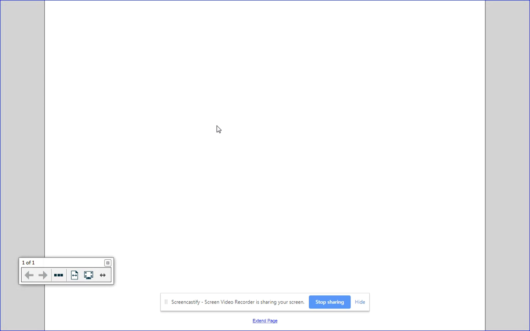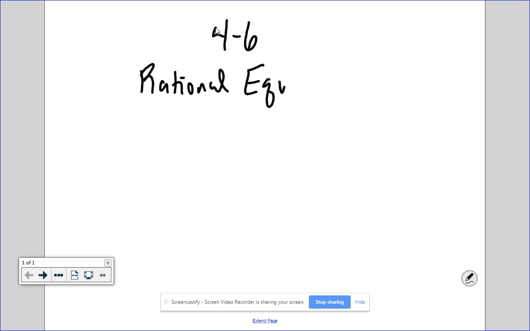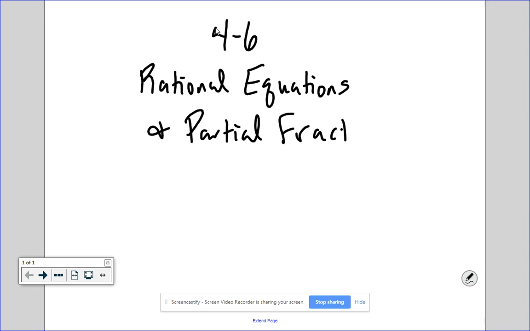All right. So we are actually skipping section 4.5. So this is section 4.6, which is on... all right. So we're going to start talking today about rational equations and partial fractions. So rational means fractions. So basically we're working with equations that are fractions in a nutshell.